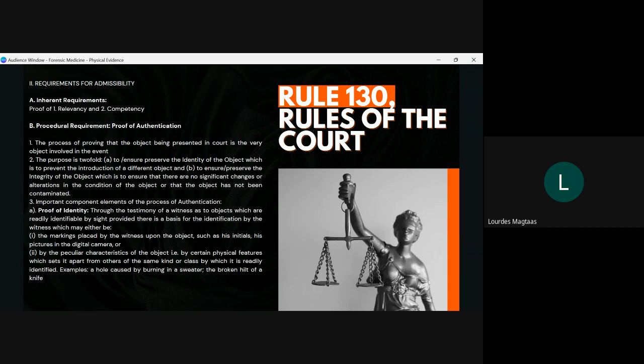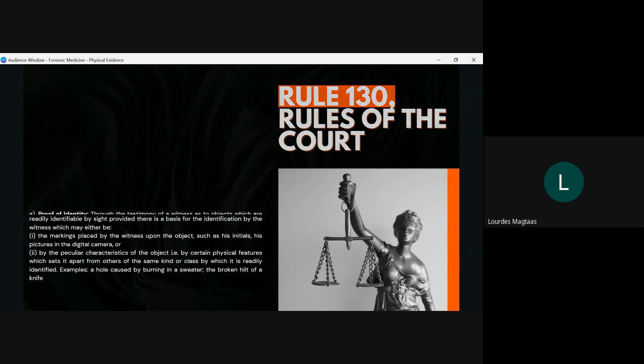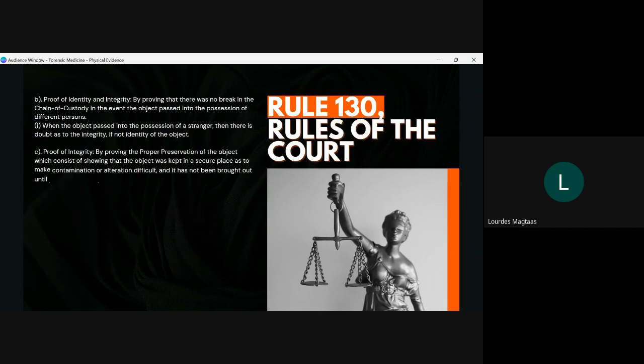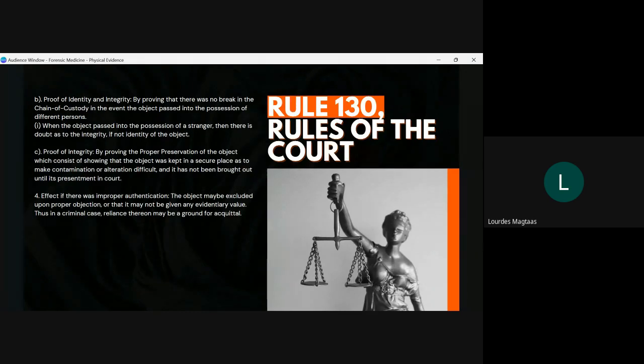Second is proof of identity and integrity. By proving that there was no break in the chain of custody in the event the object passed into the possession of different persons. When the object passed into the possession of a stranger, then there is no doubt as to the integrity, if not identity, of the object.